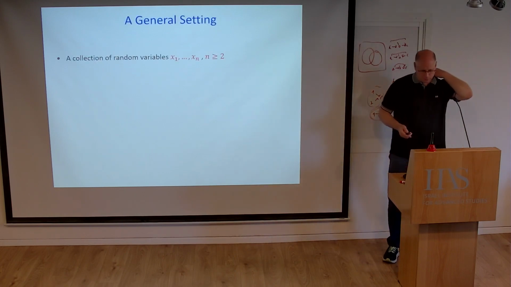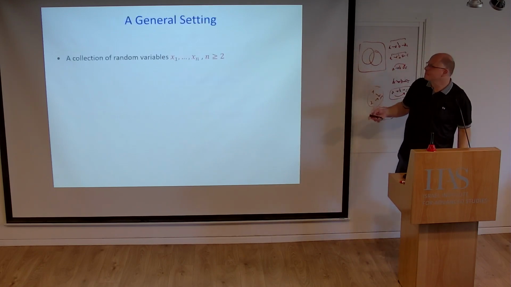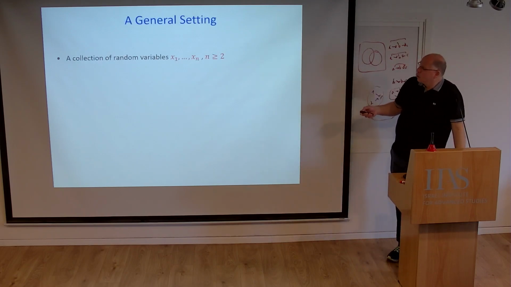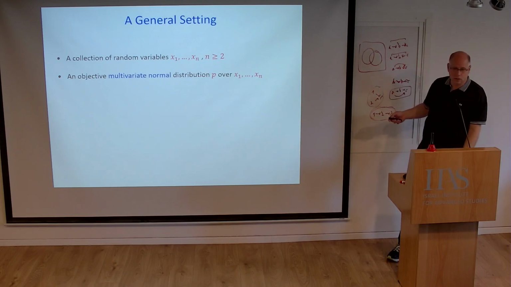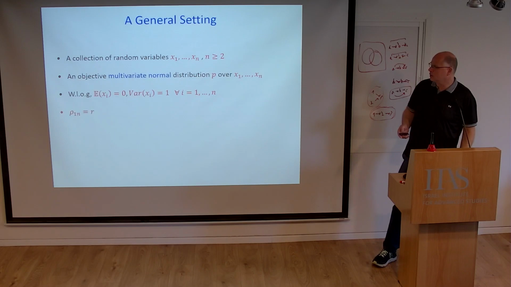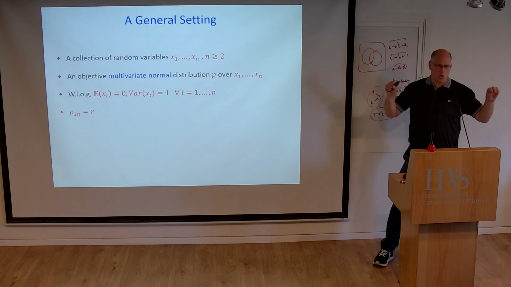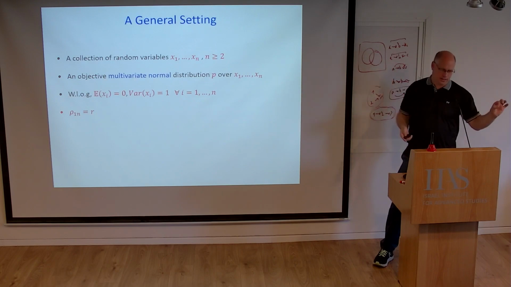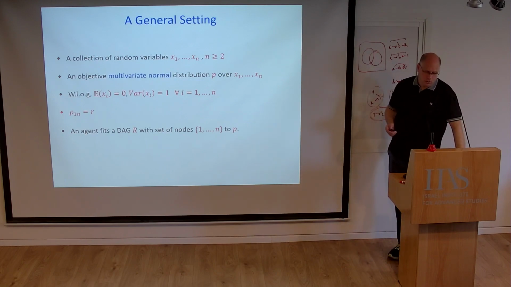I want to give you a general result. So, unless there are questions about this example. So what is the general setting? Collection of random variables. Suppose that in reality they're Gaussian, so there's a multivariate normal distribution P over those variables. Normalize the marginals such that they're all standard normal, that's without loss of generality. And again, take a certain correlation and fix it. So the true correlation between certain variables, 1 and n, is r. Now we're going to have an agent who fits a DAG model, where this is the set of nodes, and he fits it to p.